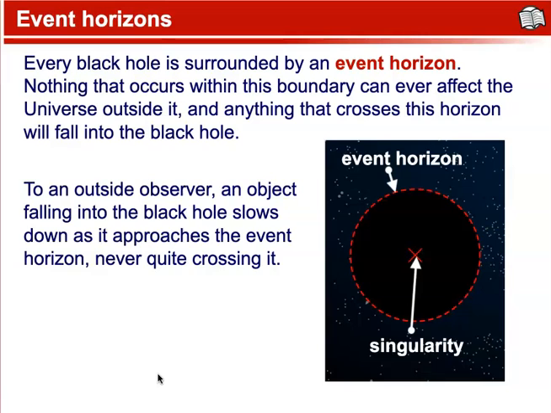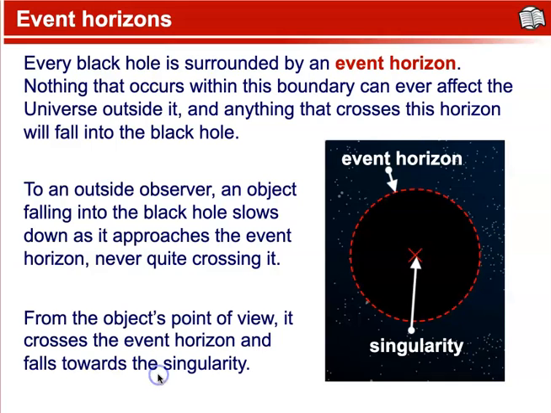To an outside observer, an object falling into the black hole slows down as it approaches the event horizon, never quite crossing it. From the object's point of view, it crosses the event horizon and falls towards the singularity. The study of these strange effects, in which time and space are different depending on the observer, is known as relativity. The event horizon is not a physical boundary and cannot be seen. It is only a theoretical boundary that separates the black hole from the rest of space.